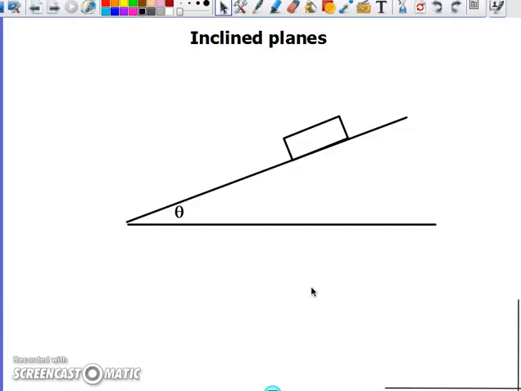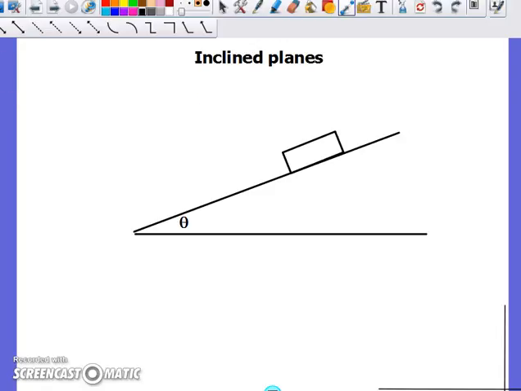And I want to go over how to draw the force diagrams and how to calculate the components of the weight that act down the incline and perpendicular to the incline. This angle theta is often called the angle of inclination. So let's draw a free body diagram of this mass that sits on the inclined plane.